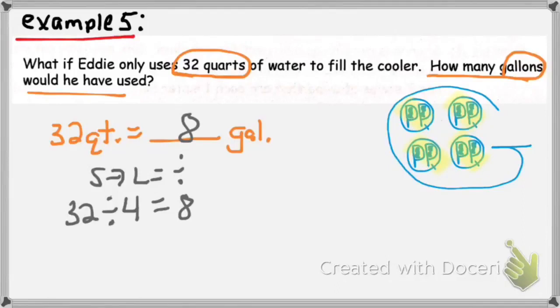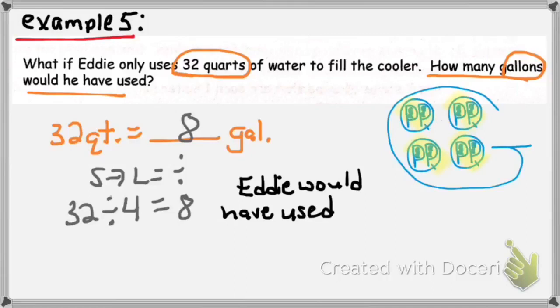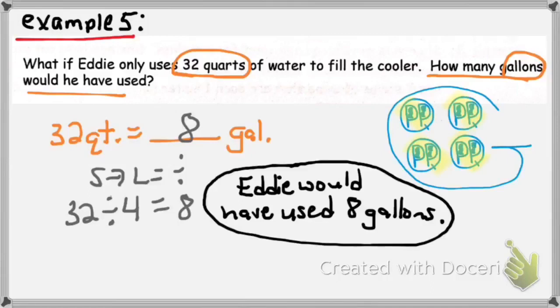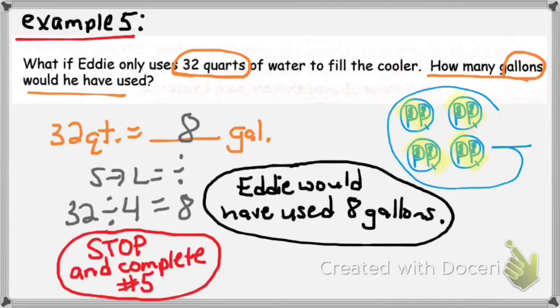And the question says, how many gallons would he have used? So my answer will be, Eddie would have used 8 gallons, and that's my final answer. Please stop the video and complete worksheet number 5 right now.